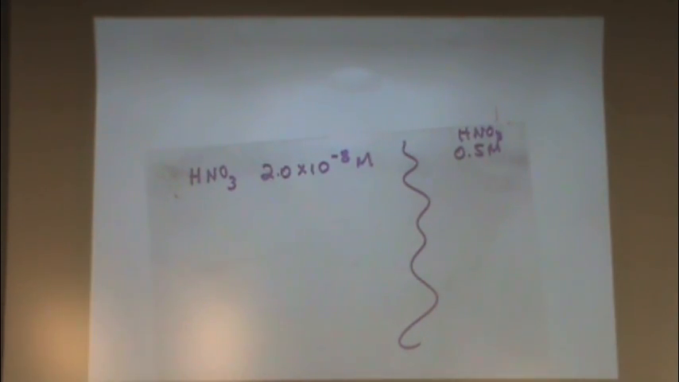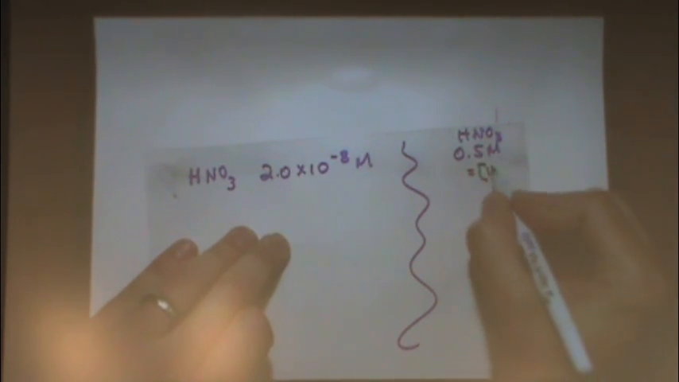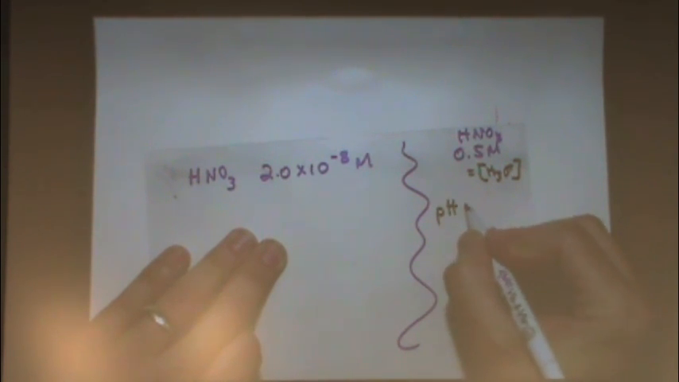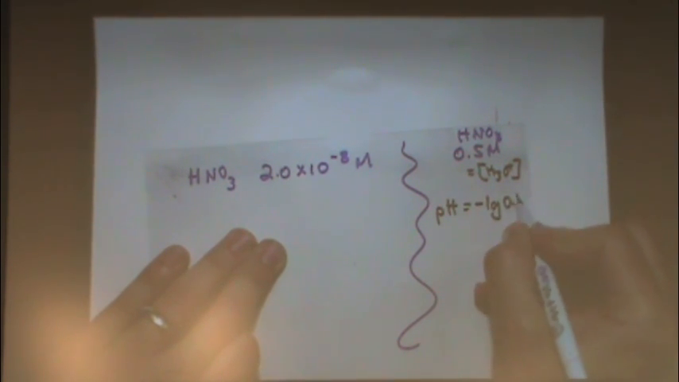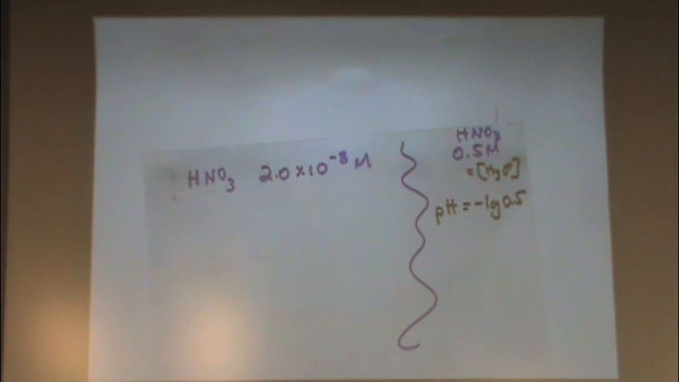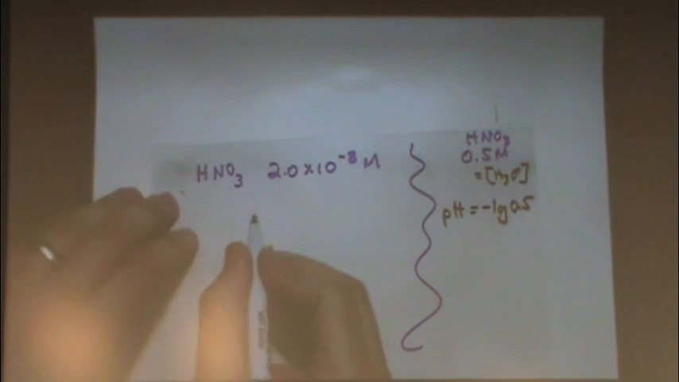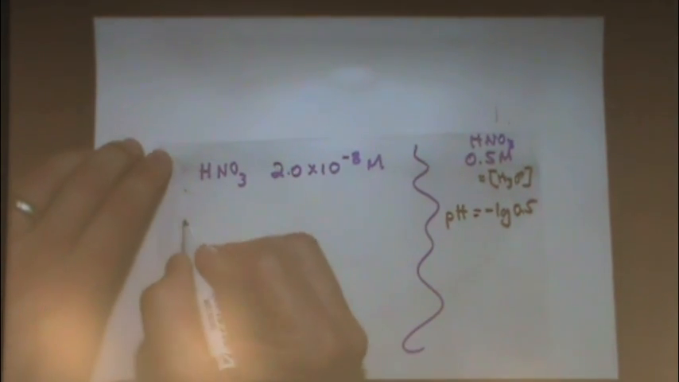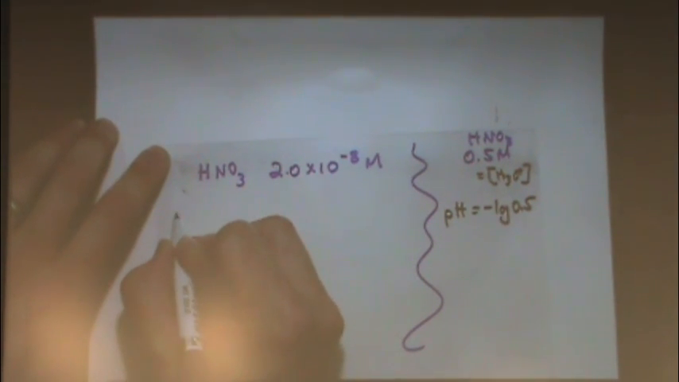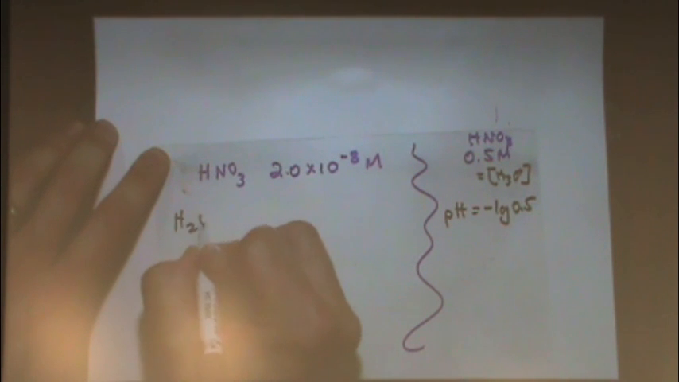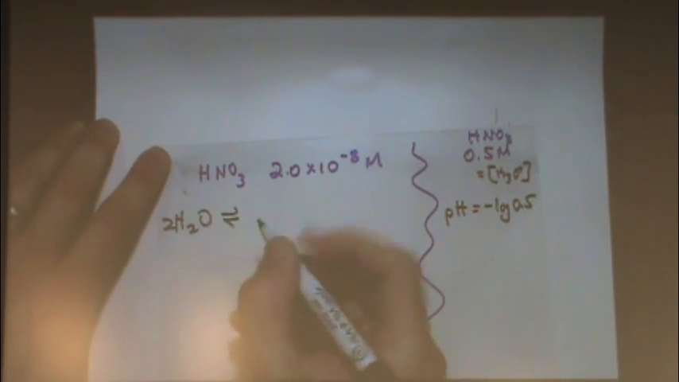If you have a strong acid at a normal concentration, like the one on the right, then that concentration is equal to the H3O plus, only because it's a strong acid. You say pH is negative log of 0.5. Whatever that number is, that's the pH. In the case on the left, because it's a concentration around 10 to the minus 7, then you have a lot of mess to work with. So what I recommend doing is writing the Kw equation.